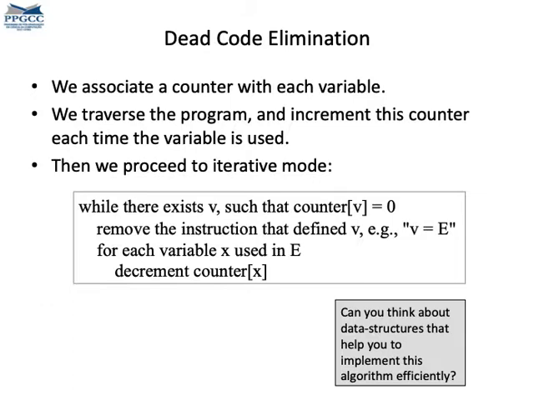Here's an imperative implementation of the algorithm. We count how many times each variable is used. And for each variable that is used 0 times, we remove its definition. By removing some definition, we might remove some uses too, and then we need to update counters. While there are variables with the counter equal to 0, we keep iterating this procedure.